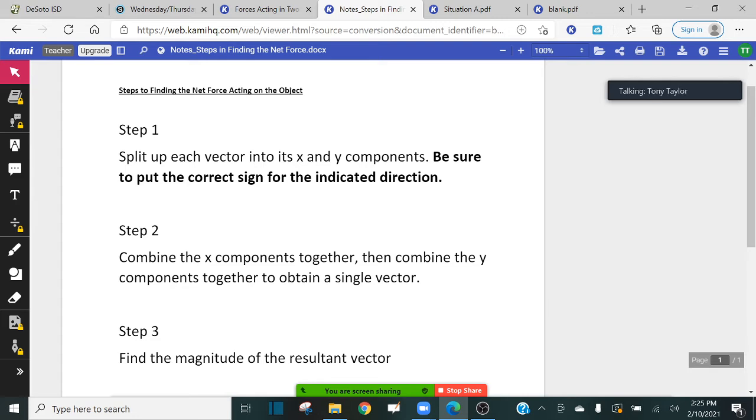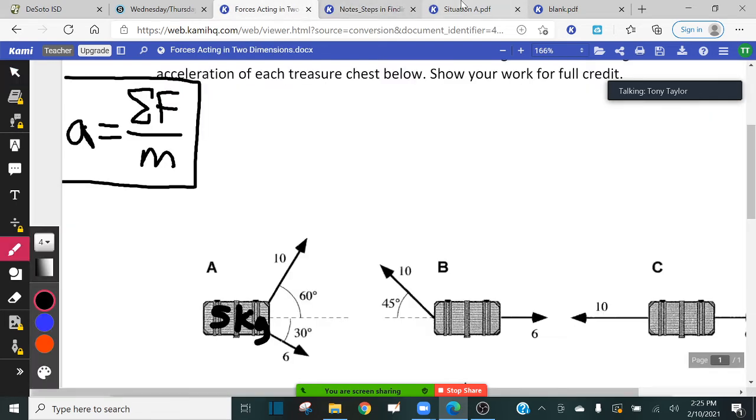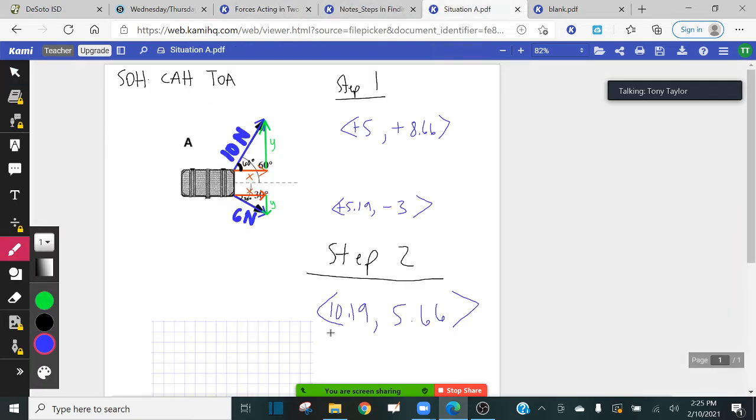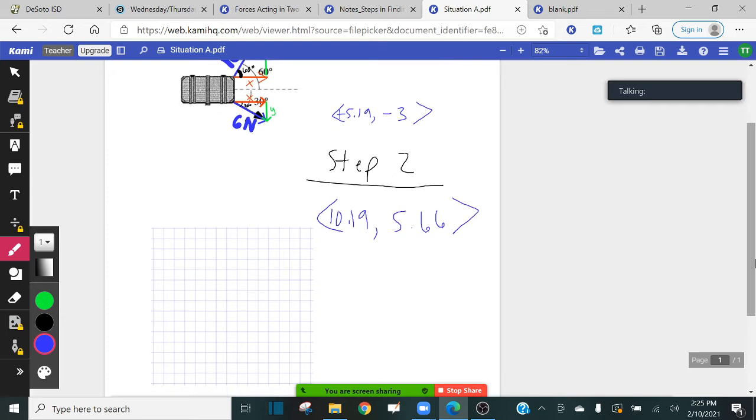Now, guys, the third and final step for finding the net force acting on the object says find the magnitude of the resultant vector. So here is our resultant vector. It's positive 10.19, and then positive 5.66. Step 3 says find the magnitude of that vector.